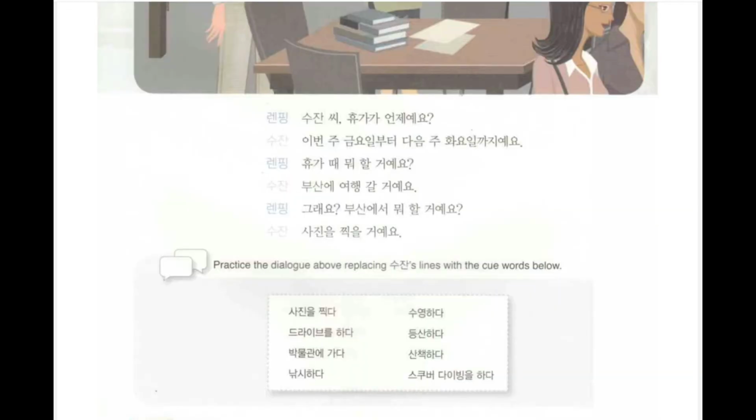Very good. Let's take some substitutions and practice more. 사진을 찍다, let's substitute with different ones. 드라이브를 하다. What does it mean? You drive a car for fun, for sightseeing. To drive a car for leisure. 박물관에 가다, 박물관 means museum. So, to go to a museum.